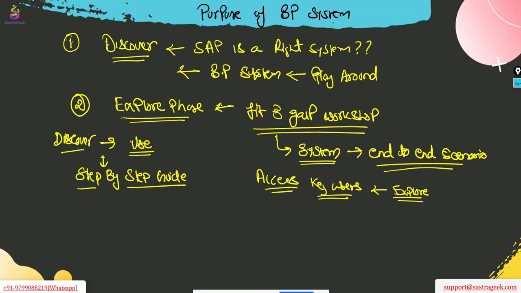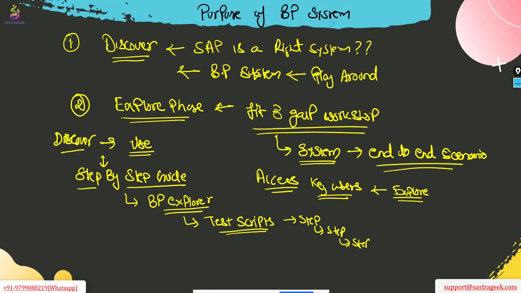So SAP has also gone ahead and they have very beautiful documentation available. The documentation is available in the Best Practice Explorer. Here all the documentation related to the best practice is available. And in this, they have also given test scripts. Test scripts are a kind of spoon feeding, where a step-by-step process for each business scenario would be available.